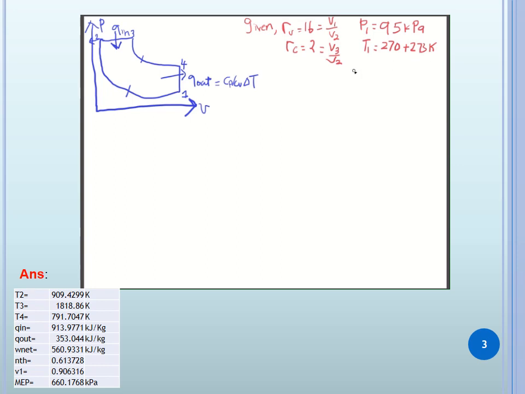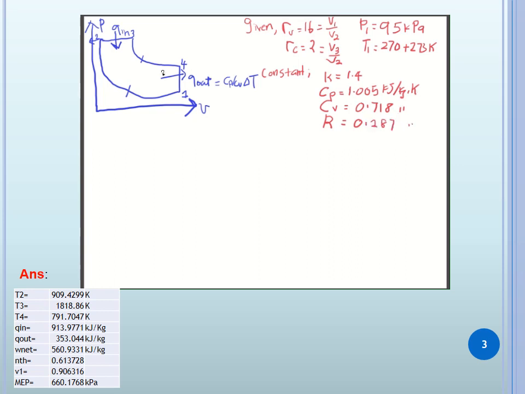Okay, and then we have constants. We are going to use these constants. K is equal to 1.4, and then Cp equals 1.005 kilojoule per kilogram Kelvin. Cv equals 0.718, and then we have R, the gas constant, 0.287.